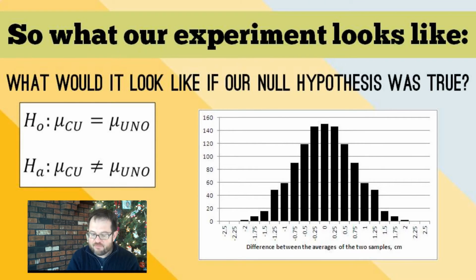If that null hypothesis is true, then the distribution of y bar CU minus y bar UNO should follow this little bell curve. When I actually take my sample of students from Creighton and my students from UNO and compute that difference, it should be consistent with this. It should be most likely that the difference is near 0 and really unlikely that it's way out in the tails of the distribution where the difference was large.